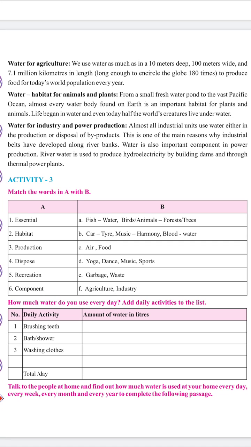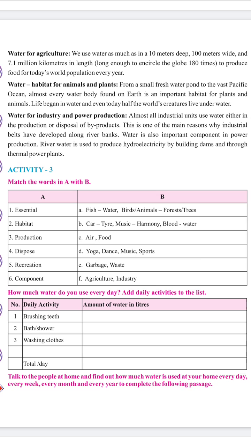So life began in water, and even today half of the world's creatures live underwater. Dear students, you might be shocked to know that the first life in this world began in water. And even today, half of the world's creatures still live underwater. It includes fish, whales, sharks, almost all types of fishes, seahorses, and all the other water animals. You might be knowing this. So water is a very good habitat for all the animals living in water and the plants found in the water.